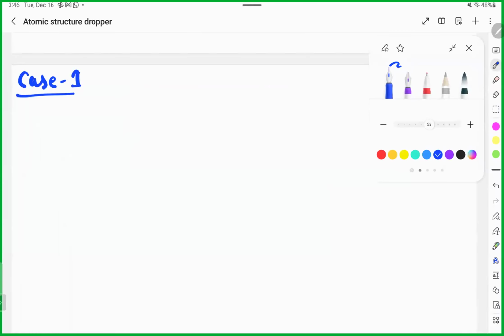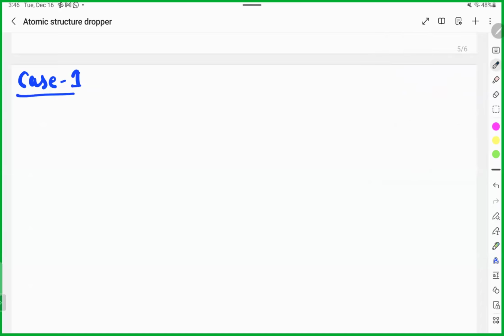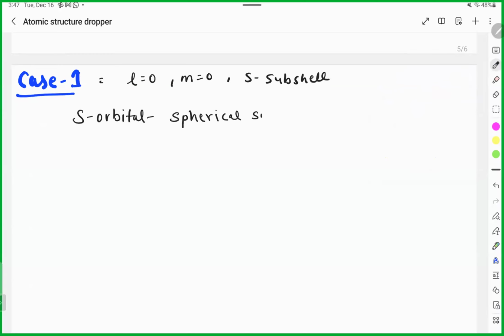Case 1: if you take L value 0, then the M value will also be 0, correct? It means we are talking about the S subshell, and you have only one orbital, the S orbital. When you see the shape of the S orbital, it is spherically symmetrical. Any S orbital is spherical and symmetrical.